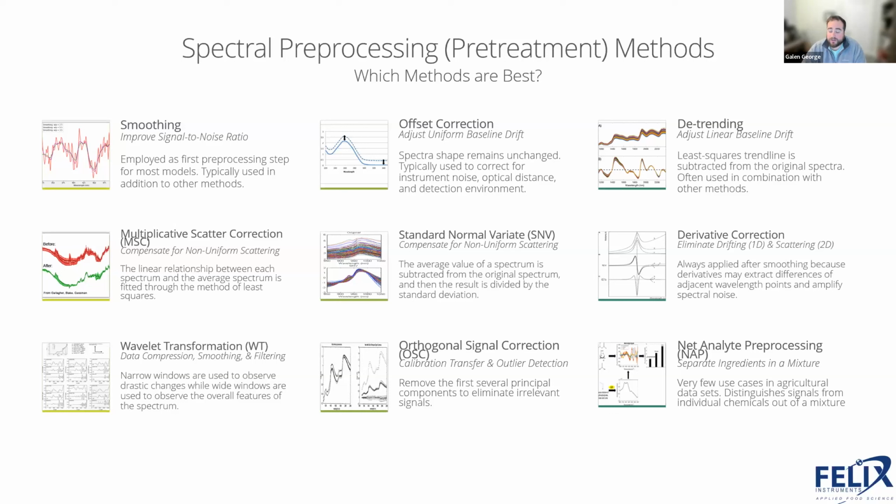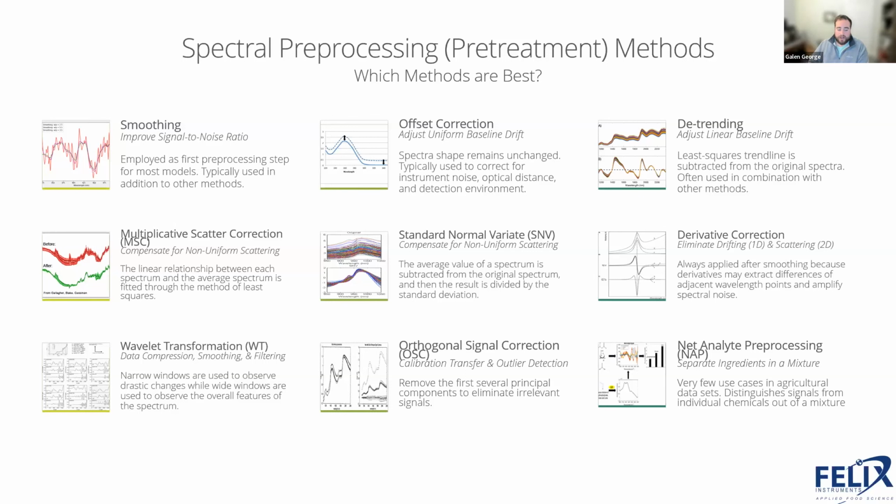Some people like to use the raw absorbance as well, but really it just comes down to, in practice, what is going to be most practical for you and what gives you the best performing model. As far as newer and not as well studied or used methods for pre-processing, we have things like wavelet transformation, orthogonal signal correction, and net analyte pre-processing. All of these help with very specific problems within your spectral data set.